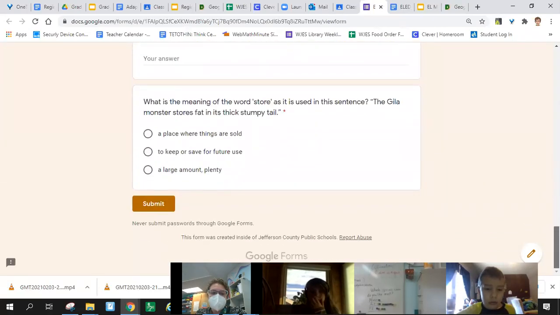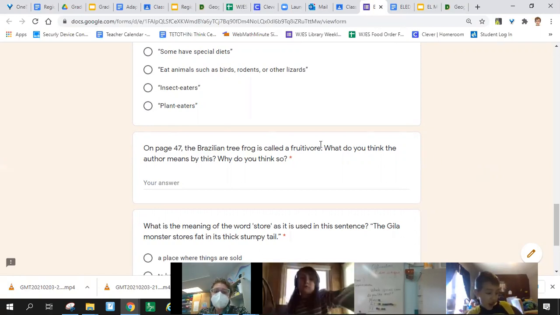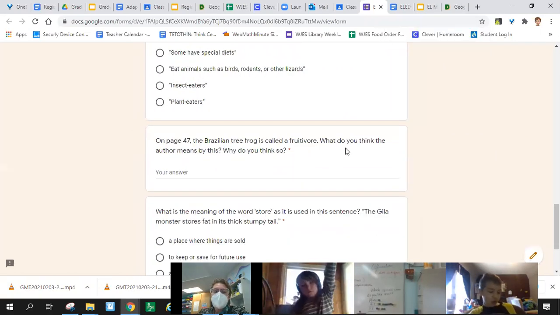There's one fill-in answer down here. There's one question that has 2 sections, and you guys have it too. It's on the bottom of the second page. Let's read what the question asks, because I want you to see that you can't just write one word or one part. The question says, what do you think the author means by this and why do you think so?